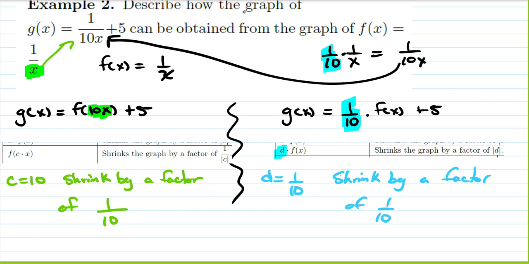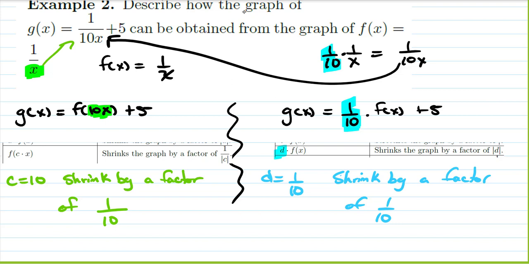So notice, either way I visualize that problem, I end up with the same conclusion, that it shrinks by a factor of 1/10, right? Whether I recognize it as a composition or I recognize it as multiply on the outside. Both are correct. So this is not uncommon in this type of problem that there's going to be more than one correct way to visualize it, and that's fine. You'll get the same correct answer in the end.